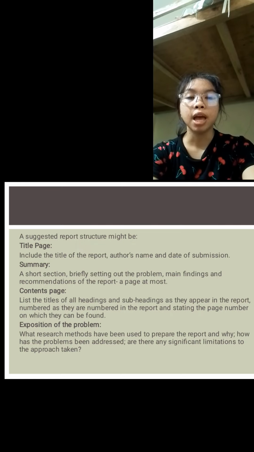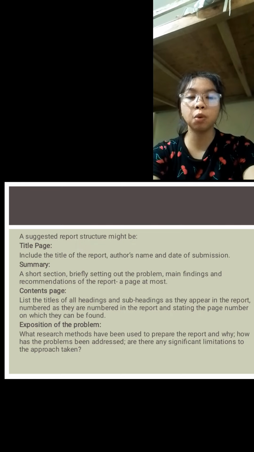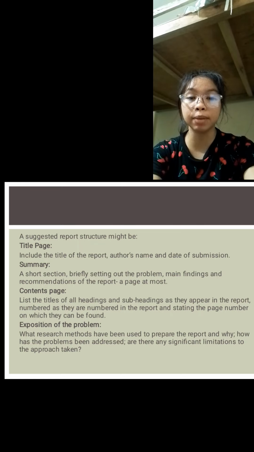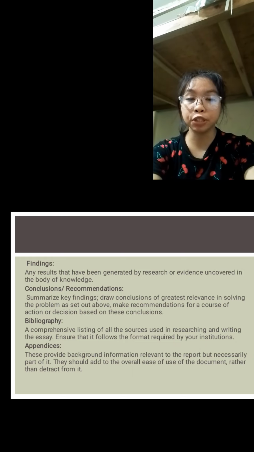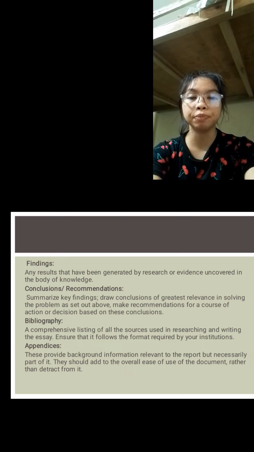Exposition of the problem. The exposition of the problem covers what research methods have been used to prepare the report and why. How has the problem been addressed? Are there any significant limitations to the approach taken? Findings: findings are any results that have been generated by research or evidence uncovered in the body of knowledge.